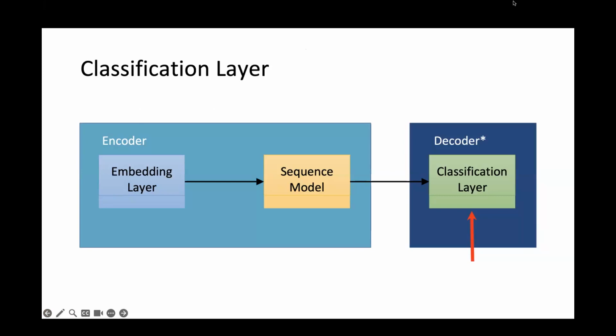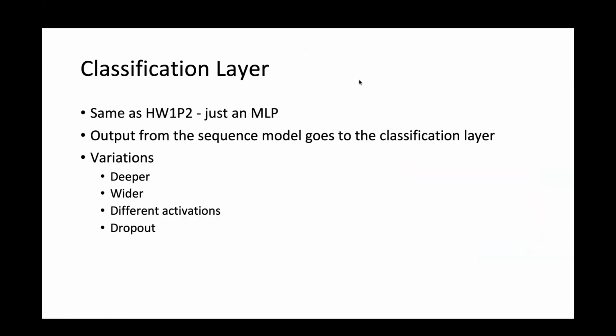So for the classification layer, we can basically use an MLP, and this is the output which we get from the sequence model, which is basically our RNN, LSTM, or GRU. This will be similar to what you have implemented in your homework 1 part 2. We'll be using a couple of linear layers. It's not necessary that you bring in a deep network.